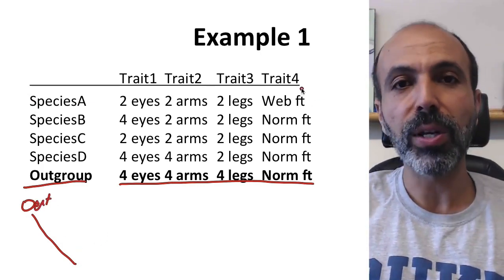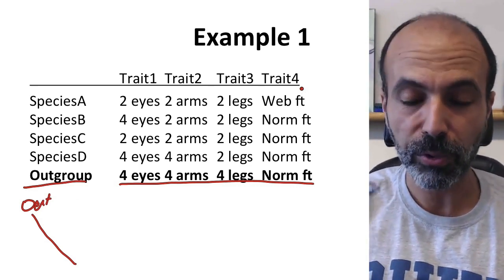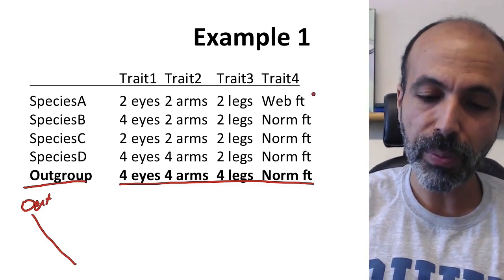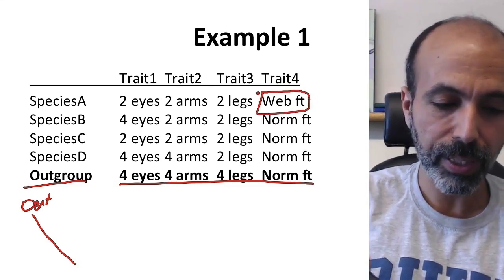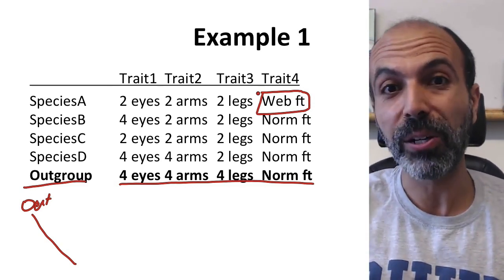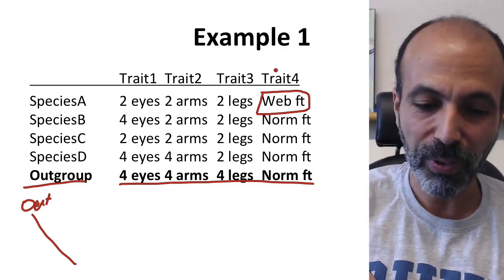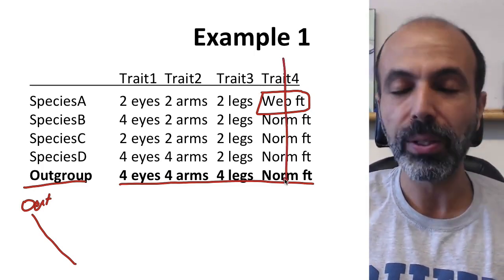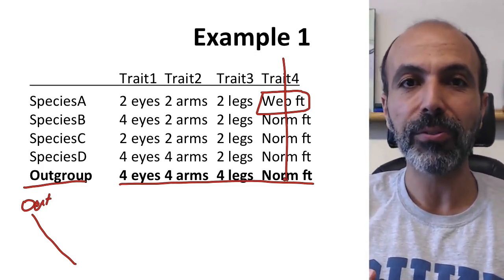So when we look at these different traits, what do we see in terms of these shared derived characters? That's the most important thing we're looking for, shared derived characters. For trait number 4, the derived character is only found in species A. So it's not a shared derived character. It's just a derived character found in species A. That's actually not useful for phylogenetic inference at all. Just draw a line through that. We'll actually come back to that in just a second, but it's not useful for phylogenetic inference.